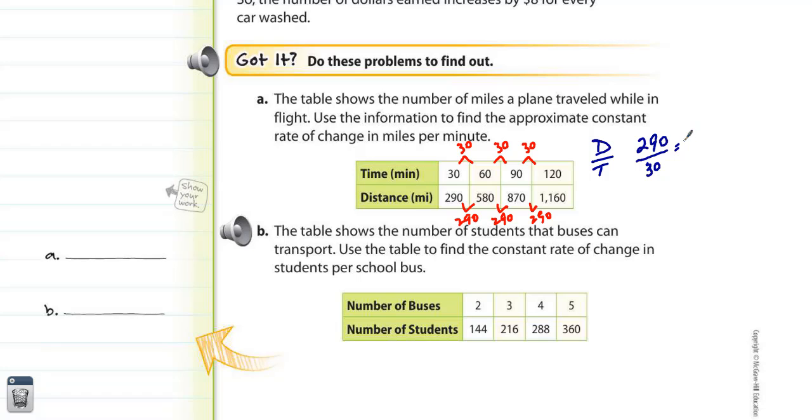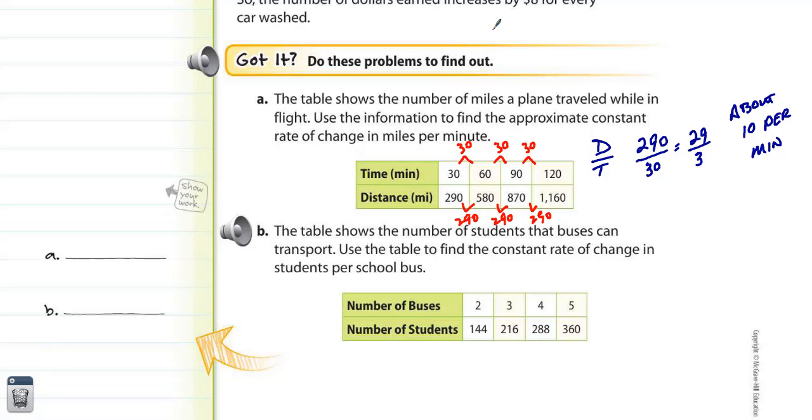Let's make the easy thing first. Let's say divide them both by 10. So divide 290 by 10, you get 29. Divide 30 by 10, you get 3. 3 doesn't go into 29 evenly, but 3 would go into 30 evenly. So we can say that the change in distance is about, because it's not exact, about 10 miles per minute. If you did 3 minutes into 29 miles, you're about 10 miles per minute.